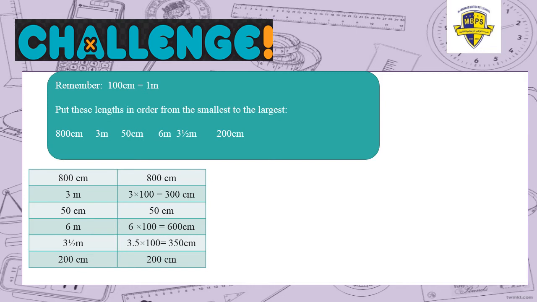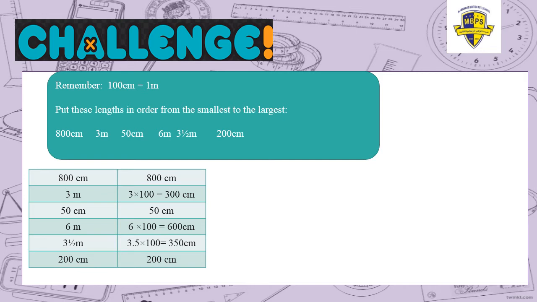Now 3.5 meters: 3.5 multiplied by 100 equals 350 centimeters. The last one is in centimeters, so I keep it the same. Now in the second column, we have all the lengths in centimeters, so easily now I can compare between these lengths. I want to put them in order from smallest to largest.